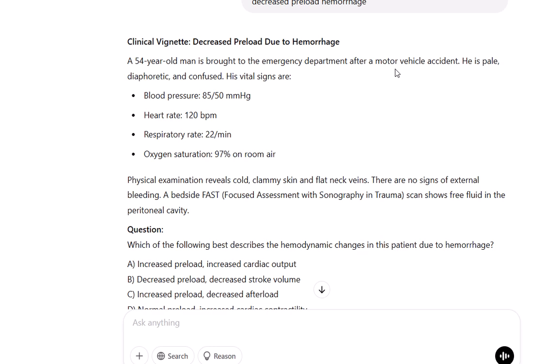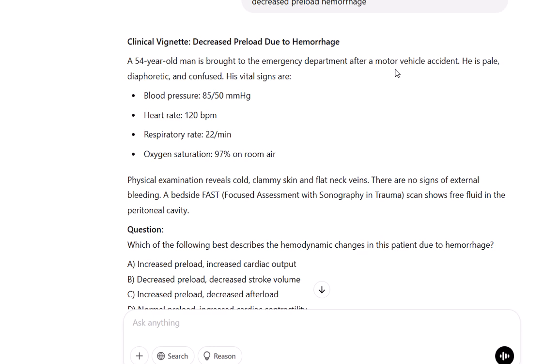on room air. Physical examination reveals cold, clammy skin and flat neck veins. There are no signs of external bleeding. A bedside FAST, focused assessment with sonography and trauma scan, shows free fluid in the peritoneal cavity. Question: Which of the following best describes the hemodynamic changes in this patient due to hemorrhage?